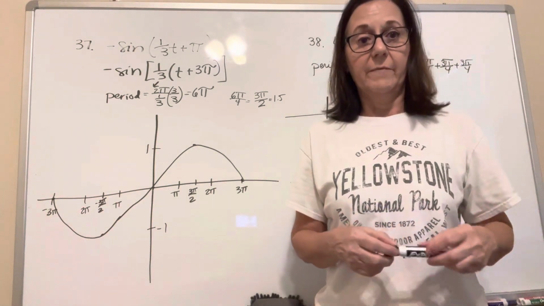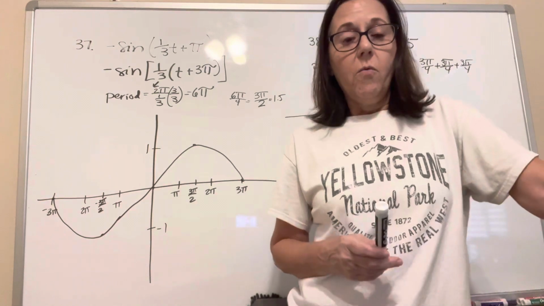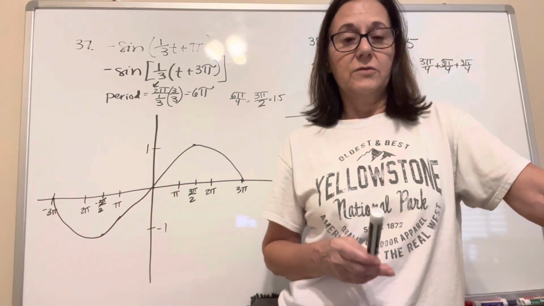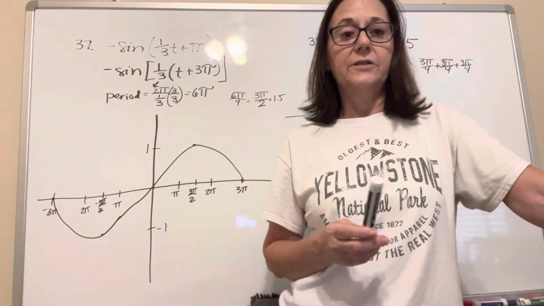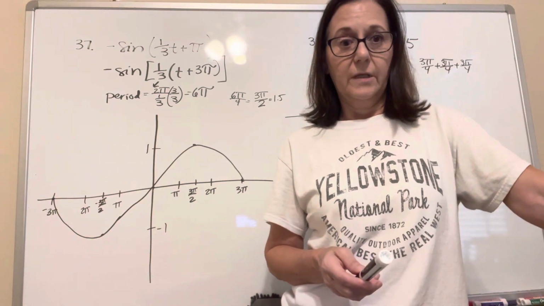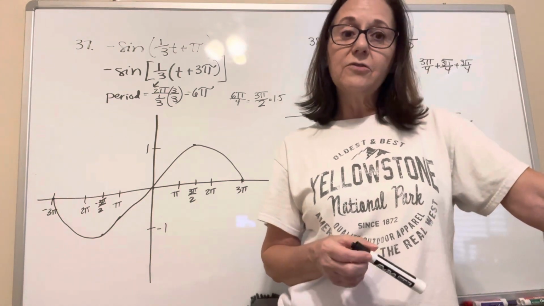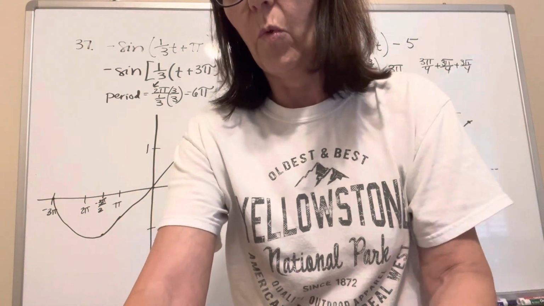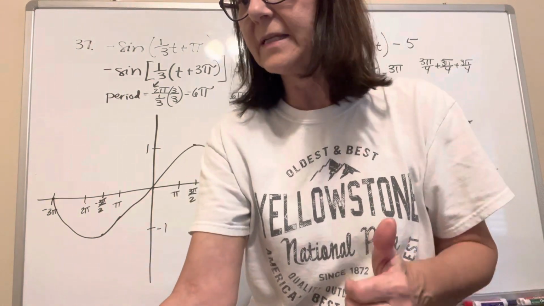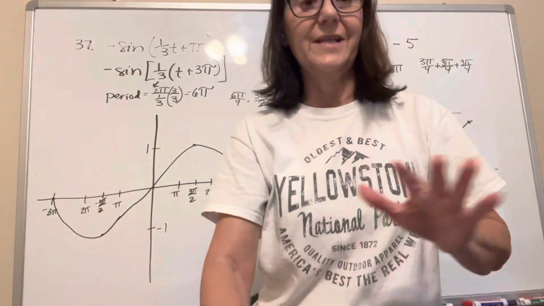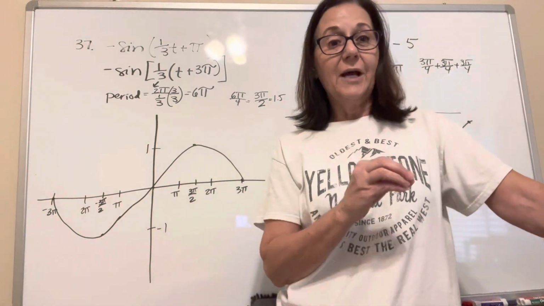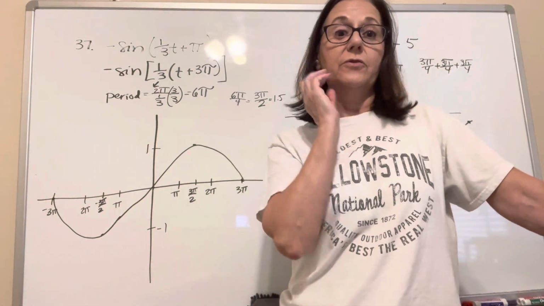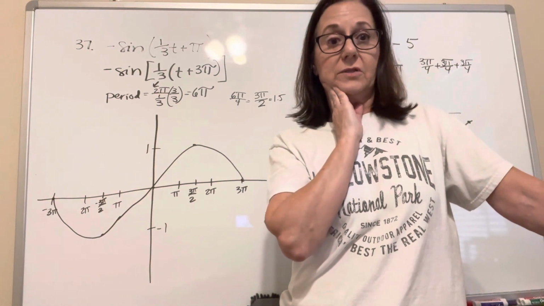Now, how do you know when to have your calculator in radians or when to have your calculator in degree mode? Always, when you're solving for triangles, you're in degree mode. So if you're solving for the angles in a triangle, that's like chapter 6. In chapter 6, we used angles.